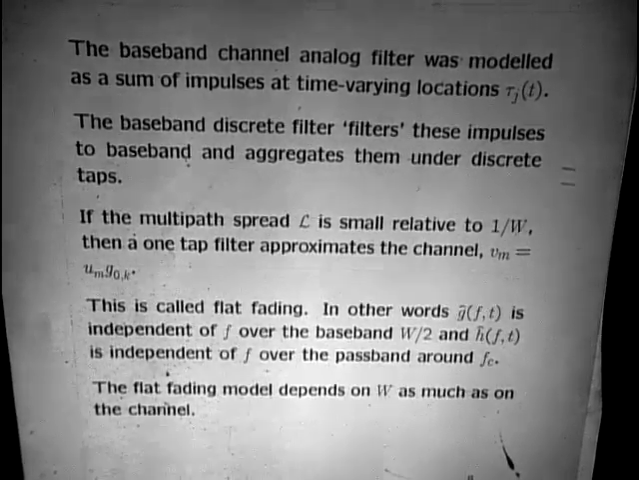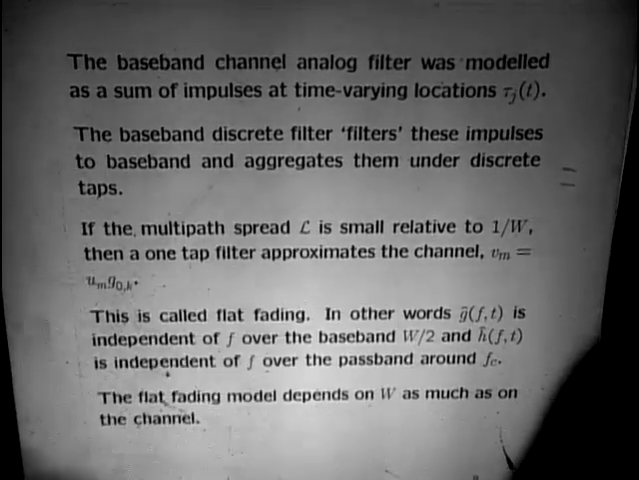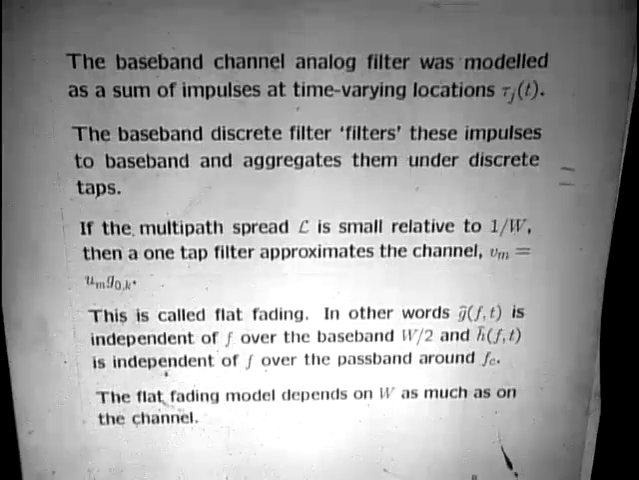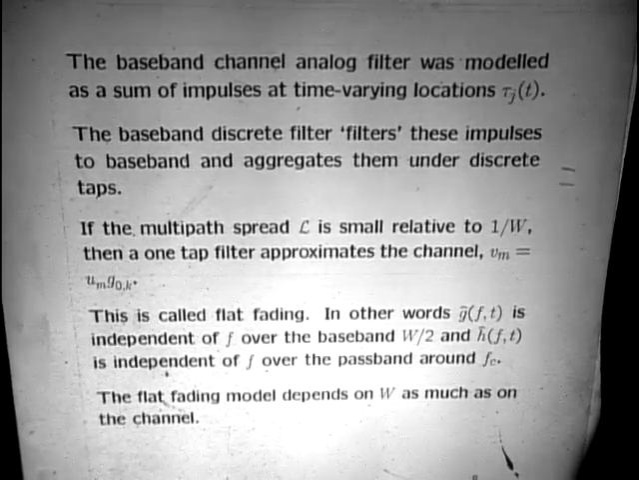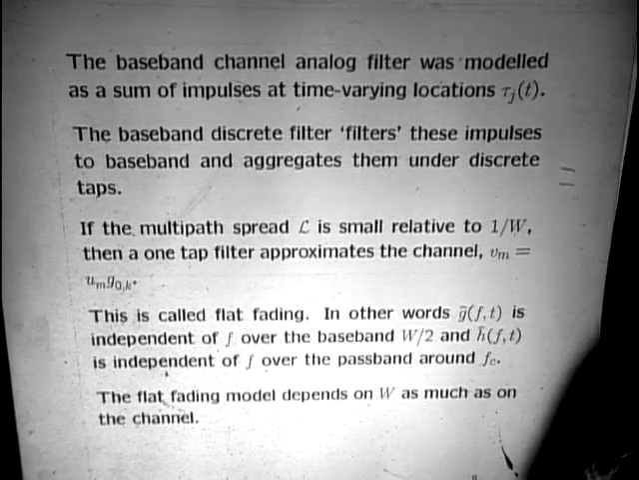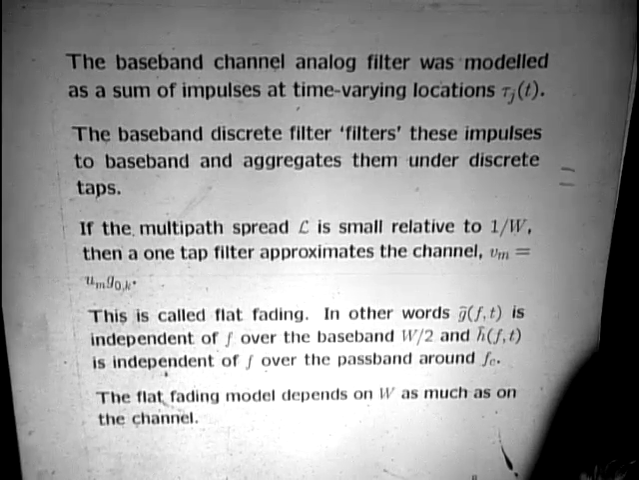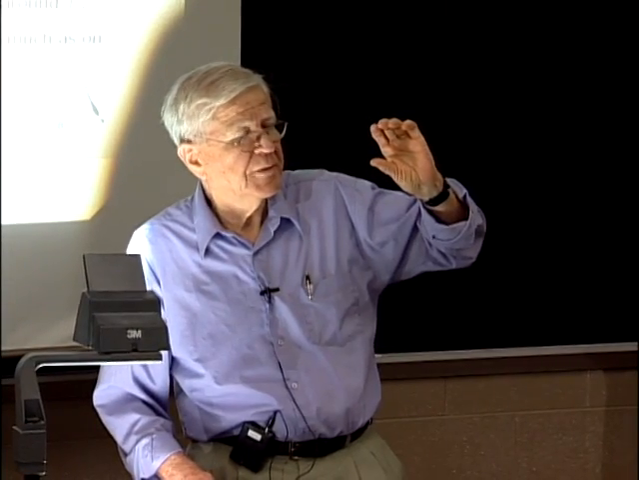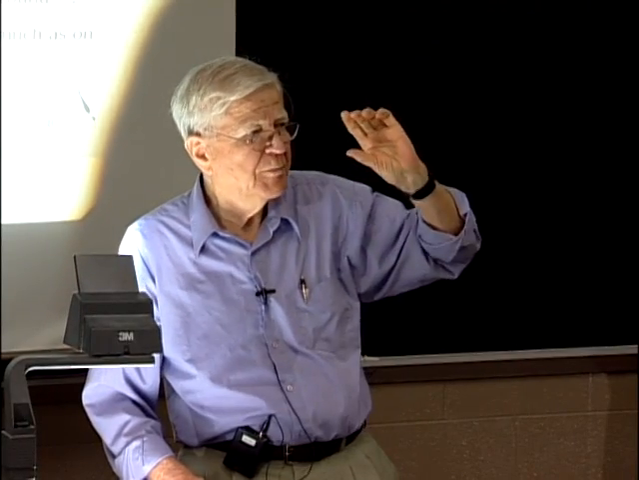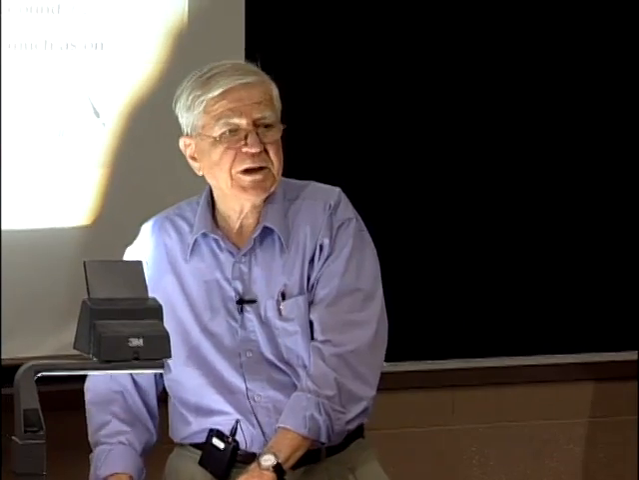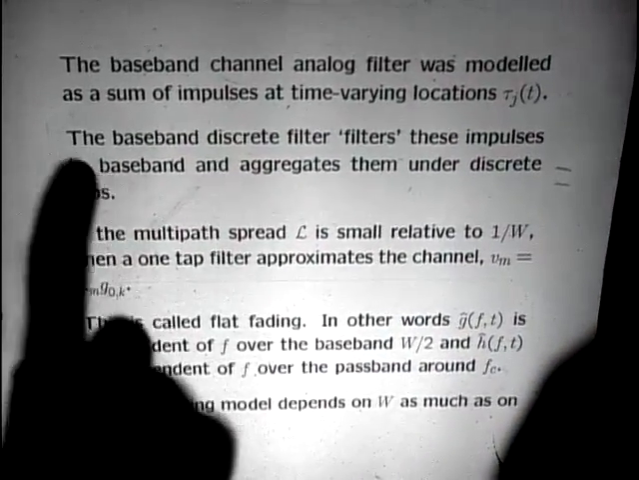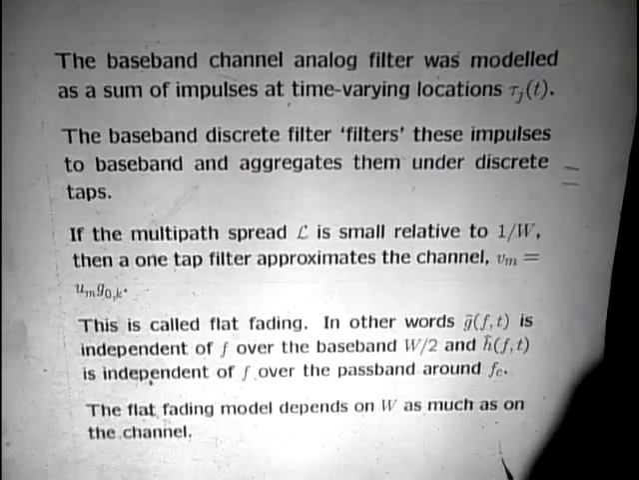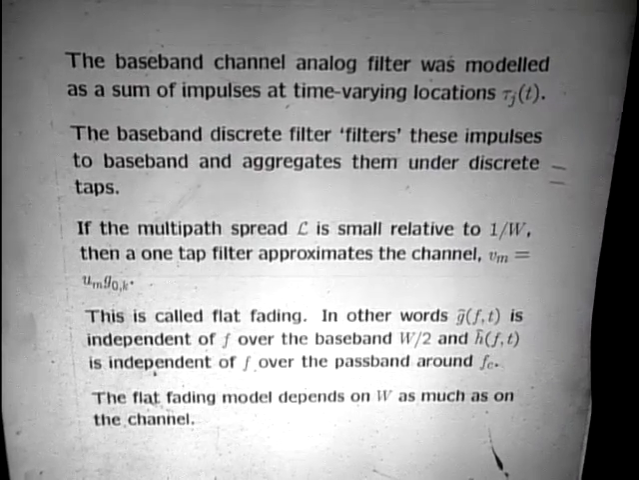Well, the thing that's going on here then is we started to look at this physical modeling in terms of ray tracing and things like that. And what we're doing at this point is we're modeling what's going on at the frequency bandwidth that we're using, namely not the carrier frequency anymore, but the baseband bandwidth. We're viewing this filter as having filtered these things out for us. So we wind up with a baseband discrete filter that filters these impulses and aggregates them under discrete taps.